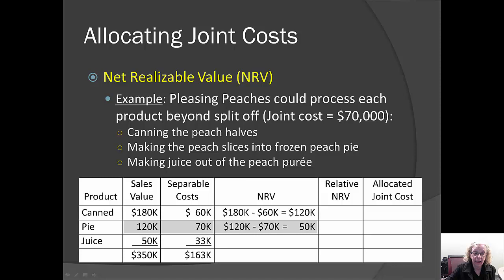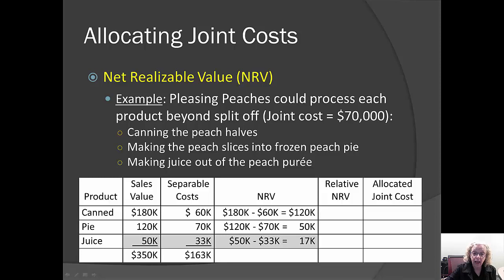Finally, the firm can either sell its peach puree as it is to another company, or it can turn the puree into juice. If it turns the puree into juice, it gets more sales revenue, but again, it incurs separable costs for that process. So the net realizable value is the difference between the sales revenue for the juice and the cost to turn the puree into juice.